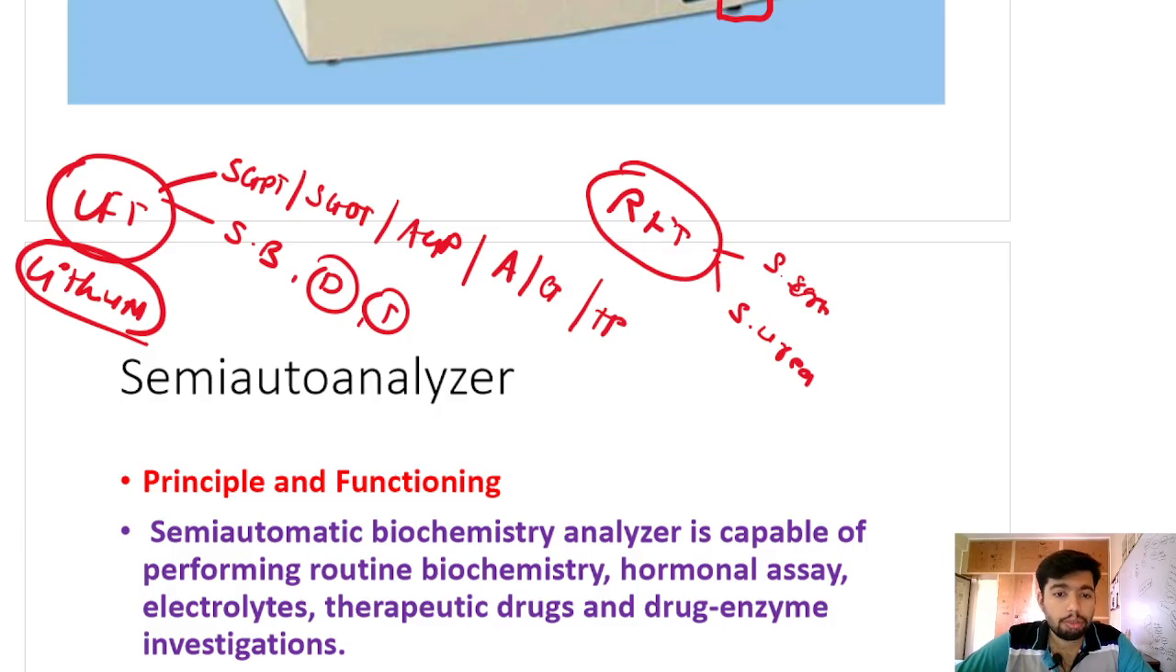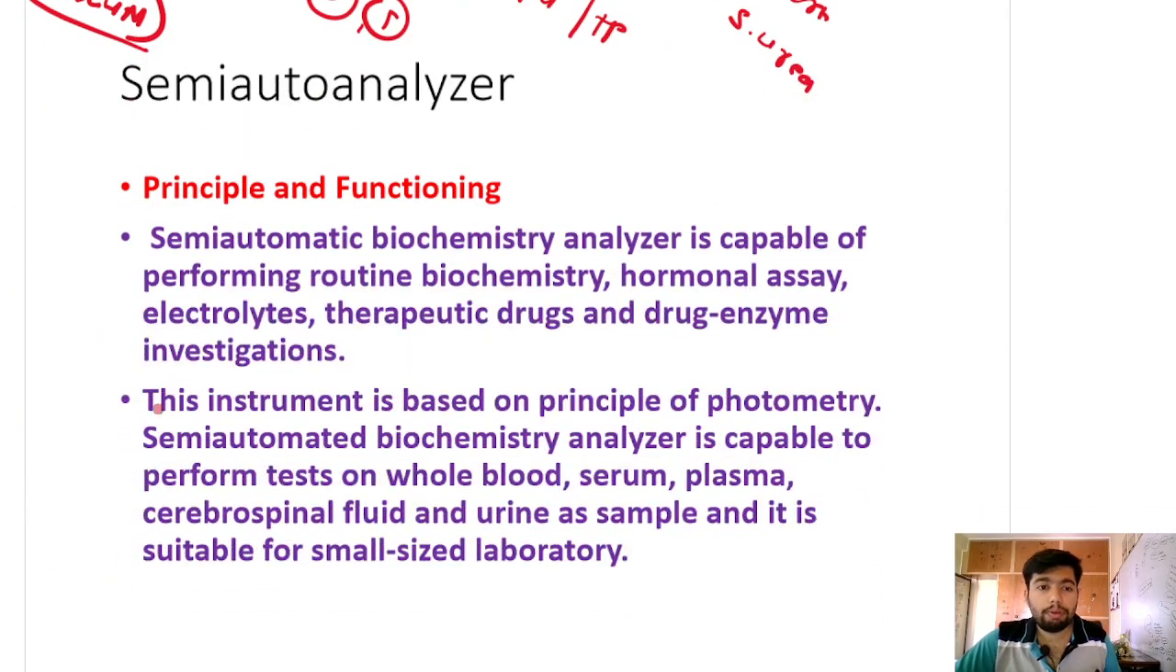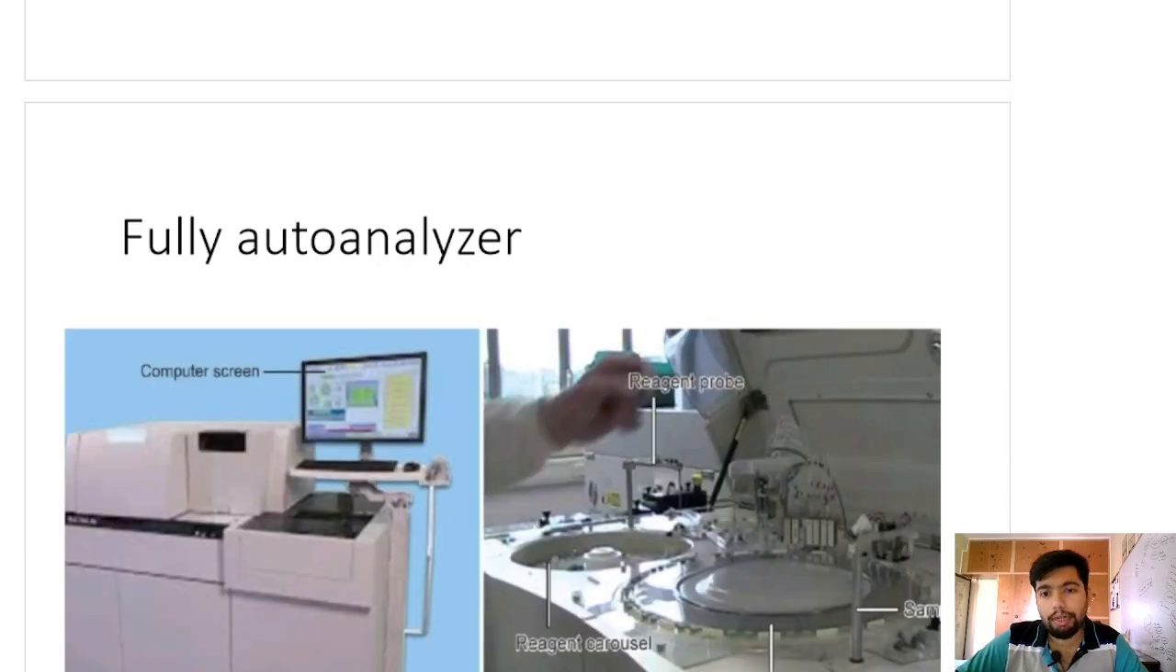So this particular instrument is used on the photometry principle. A semi-automated biochemistry analyzer is capable of performing tests on whole blood, serum, plasma, cerebrospinal fluid as well as urine. In a small site laboratory, it is suitable, where the turnaround is not high. For a small-size laboratory we can use that particular analyzer. Now this is a fully automated analyzer.